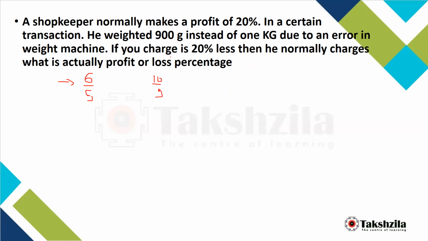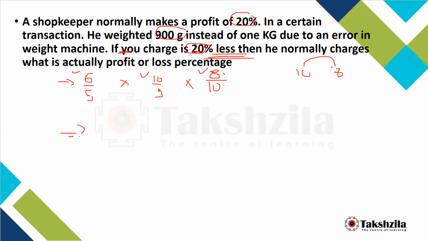If he charges 20% less than what he normally charges, then this particular case is a type of loss for him. If it is 10, he will sell it for 8, so this will be 8 by 10. These are all the multiplying factors: this one is this, and this one is this. Now just multiply them all.